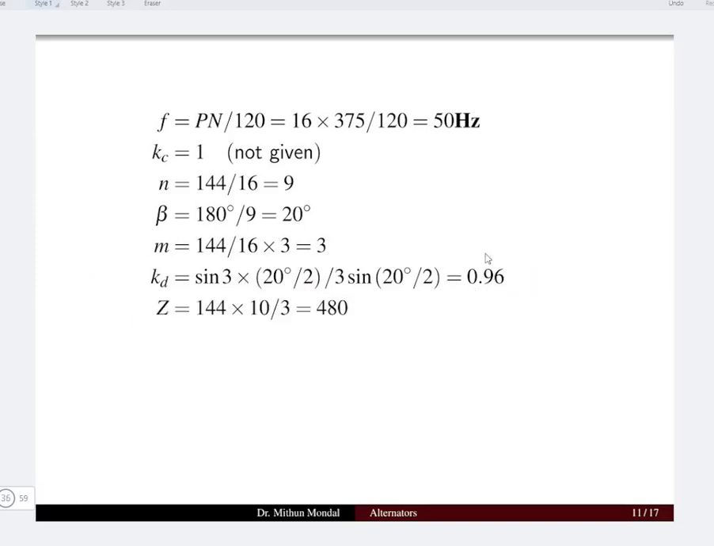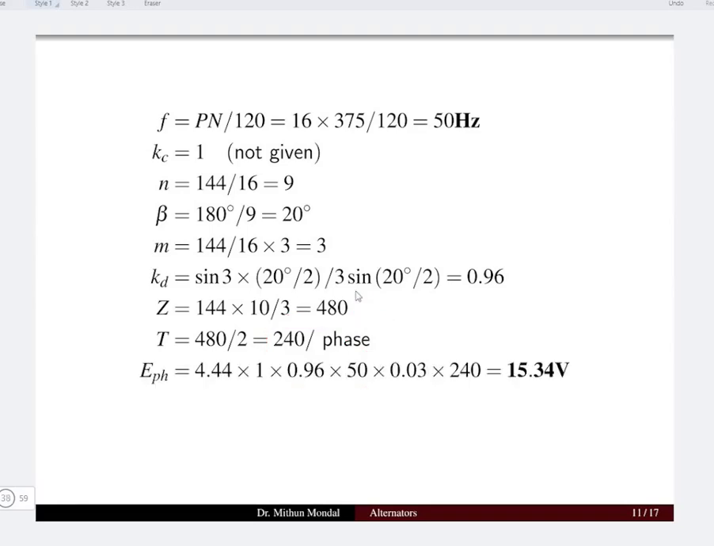Once we know the Kd, now the total number of conductors we can find out. We always know that 2 conductors make 1 turn, and depending upon how many slots are there in the alternator, we can count the total number of conductors, which is 480. So 480 conductors means 240 turns per phase, because we have to divide this by 2 to determine the total number of turns, and then we can put it in the EMF equation, which is 4.44 times Kp, Kd, number of turns and frequency, which is equal to 15.34 volts.